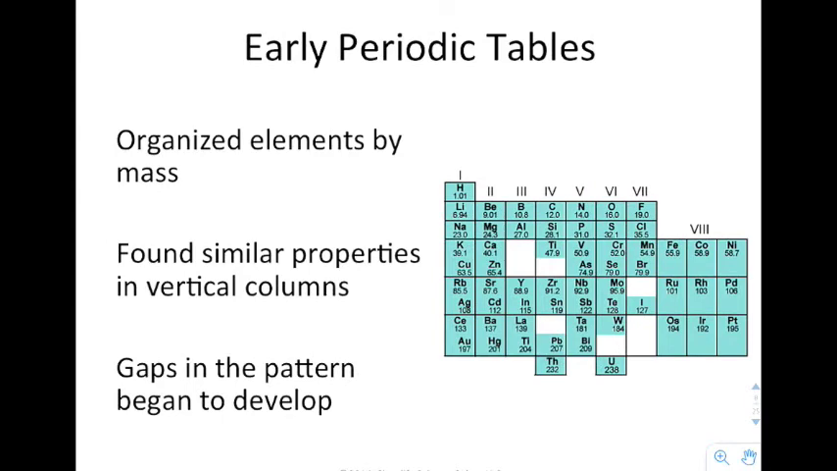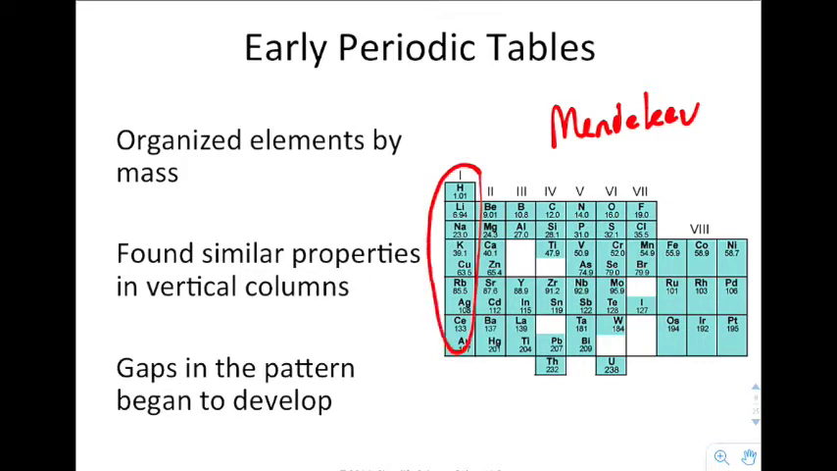So early periodic tables were organized by mass. That's what we talked about when we talked about Mendeleev. Mendeleev organized his by atomic mass, and he found some similar properties. Whenever he organized them, you can see vertically that there were some similar properties. But the problem is whenever he did this, there were some inconsistencies. There were inconsistencies because you had some things that were more massive, you had some things that were less massive, and they didn't line up quite as well as they should have.